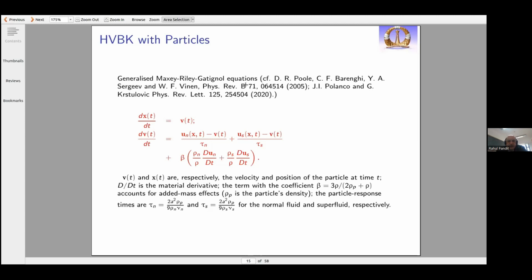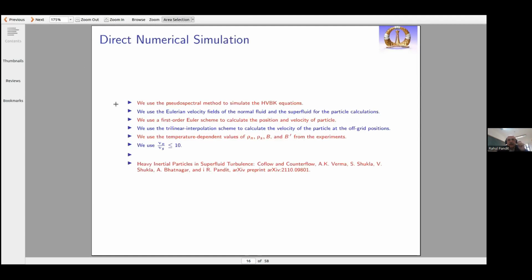And these can be generalized to the case of this HVBK system. So instead of just having (u - v)/tau, you will have one term coming from the normal fluid, another one coming from the superfluid. And this is the term which allows you to put in lighter particles if necessary, which might be relevant to the experiments in helium because you're using frozen deuterium, etc. Though it's a bit unclear to me because it depends on the sizes of the particles, but here it's only the density which enters.